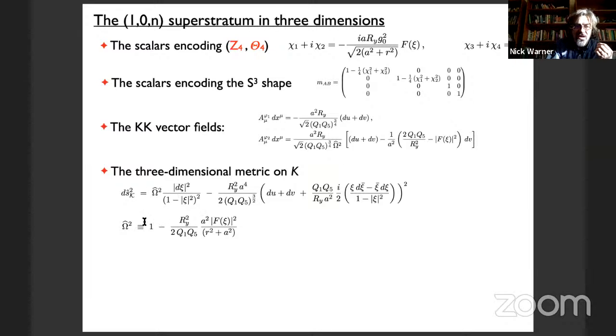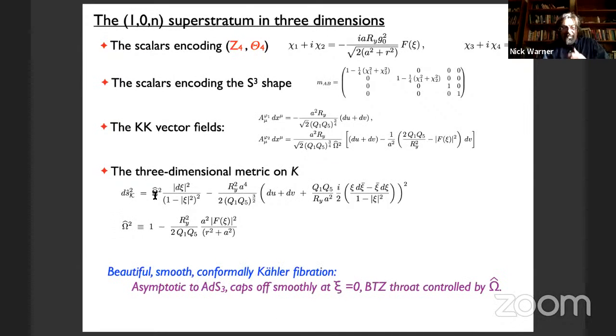And here it is emerging straight out of this, except we have this wonderful magic function that I've proven to you is never negative. It's always positive definite. And it just acts as a conformal deformation. This is what contains all the superstrata stuff. So, as I said, it's a beautiful asymptotically smooth, conformally Kähler fibration. And it's asymptotic to AdS3, because this dies away and this goes to 1, and there's the AdS3.